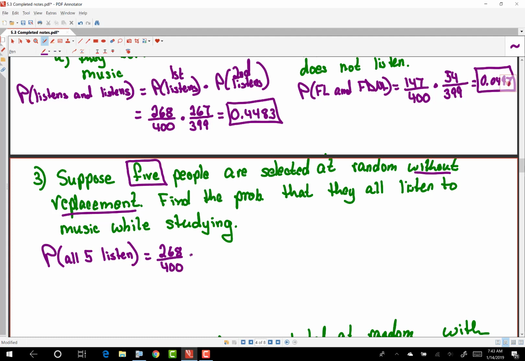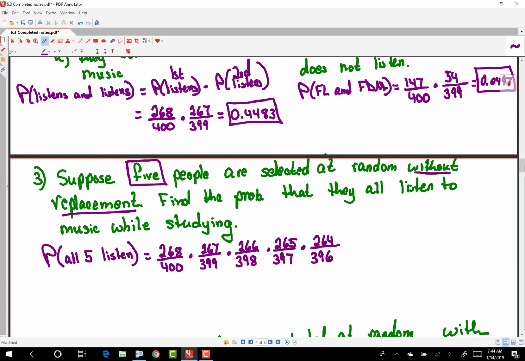And then we're just going to multiply each of them. So for the second person, we assume the first happened, so there's only going to be 267 out of 399. And then for the next one, there's going to be 266 out of 398. And then for the fourth person, it's going to be 265 out of 397. And then finally, for the fifth person, it's going to be 264 out of 396. And so notice the bottom number will always be going down when you do it without replacement.